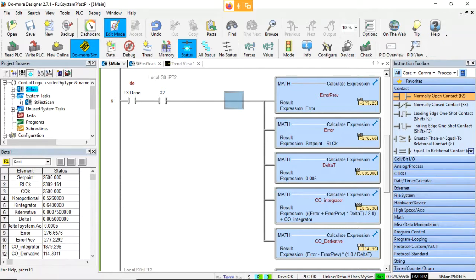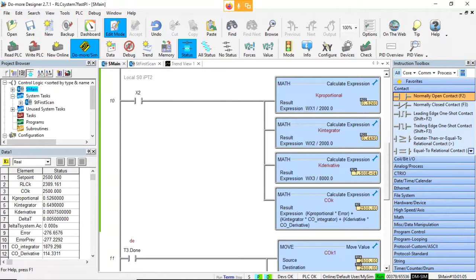And then we're calculating the derivative. The derivative is the difference between the current error and the previous error. And then I'm multiplying it times 1.0 just to make sure that it's a floating point. And then I'm dividing by delta T. So we have the change in the Y divided by the change in the X. And so that gives us our CO underscore derivative piece.